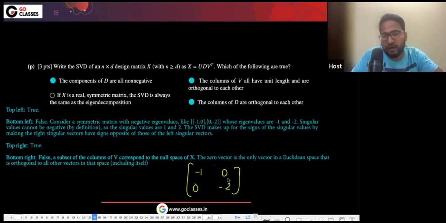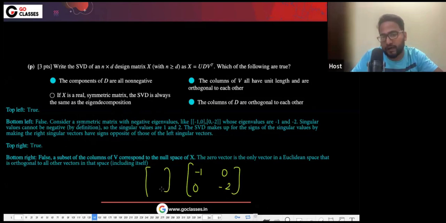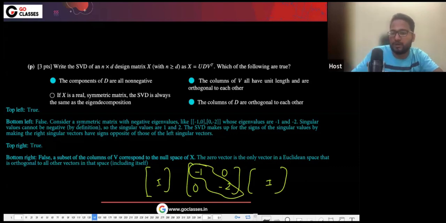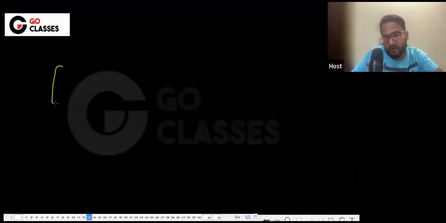Basically here, if you do the eigenvalue decomposition, this is the only eigenvalue decomposition, which means you can multiply by identity matrices. This is basically the eigenvalue decomposition. But the SVD will be different, right? SVD will not have negatives as singular values. So see what they're saying. Suppose you take some symmetric matrix, for example, this is some symmetric matrix.